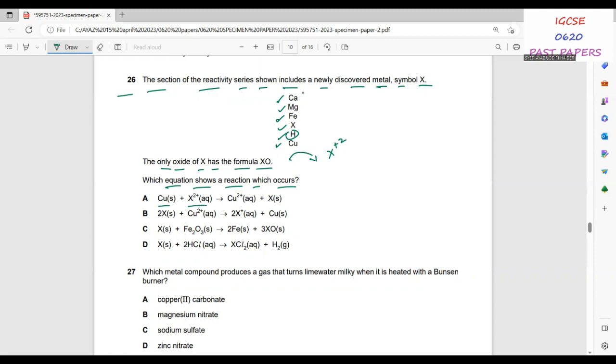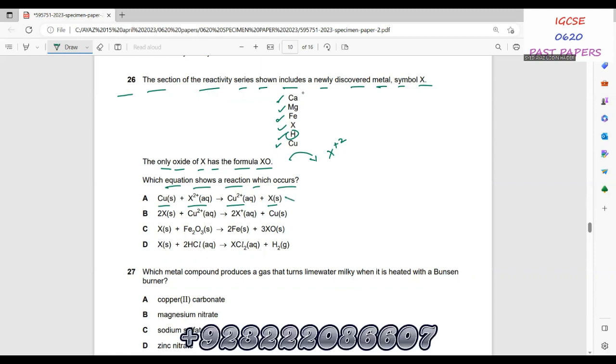Cu plus X 2+ gives Cu 2+ plus X, which means that copper is more reactive than X, and according to the series, it is less reactive, so this will be the wrong statement. The next reaction B, 2X plus Cu 2+ gives 2X plus Cu. This is also incorrect. The reason is that X must carry an X 2+ charge on the product side.